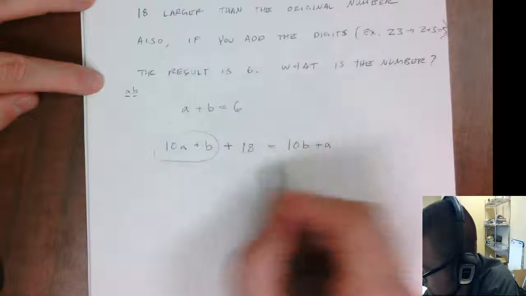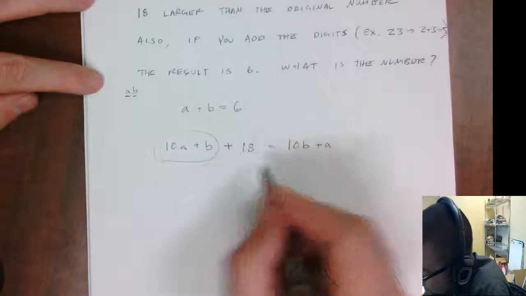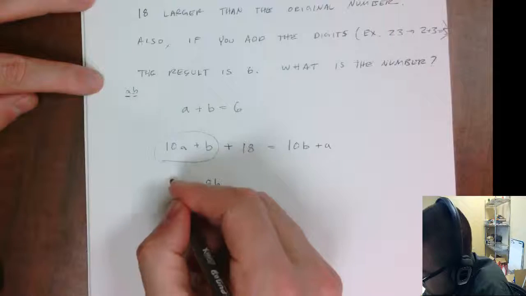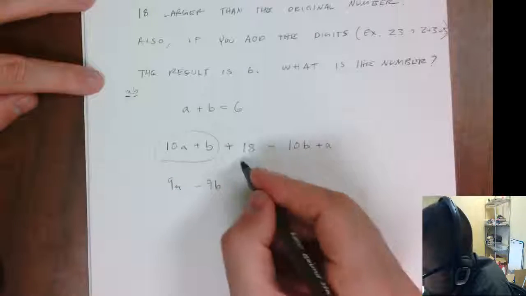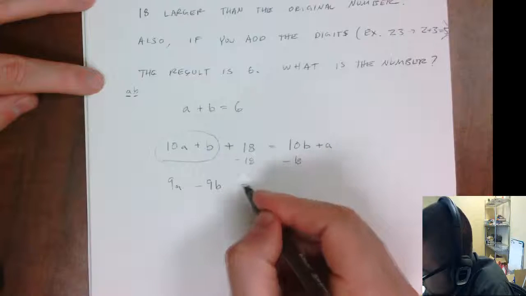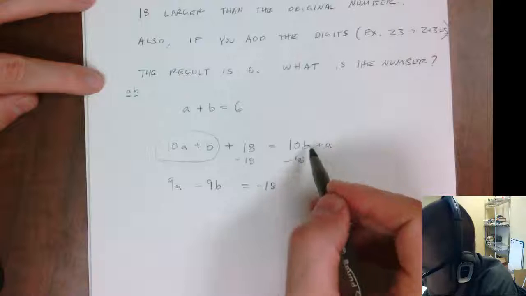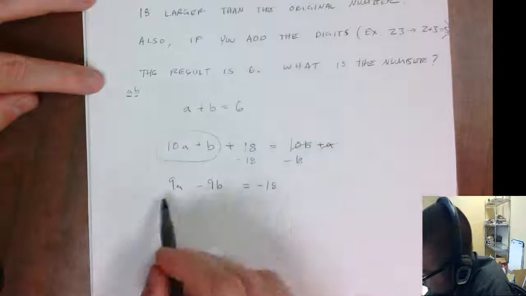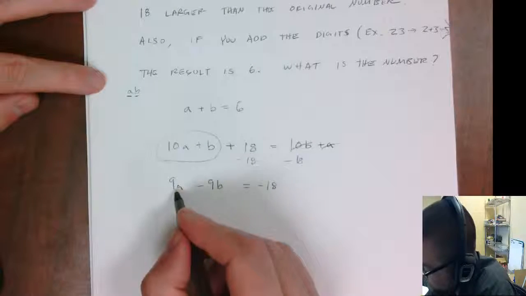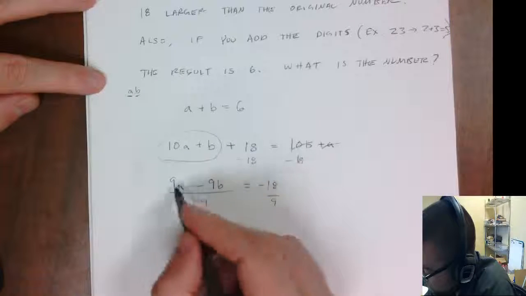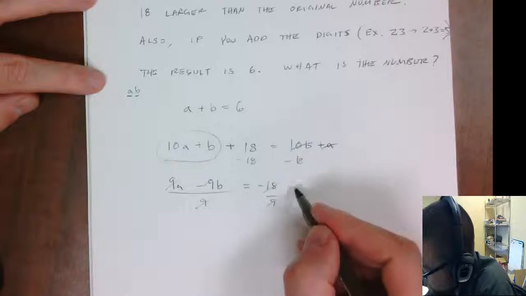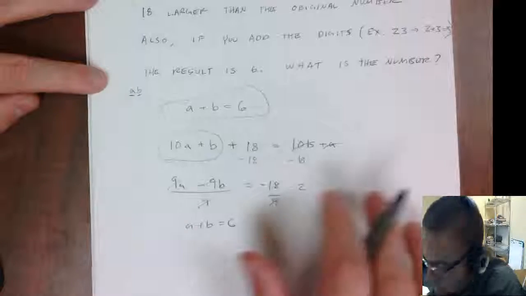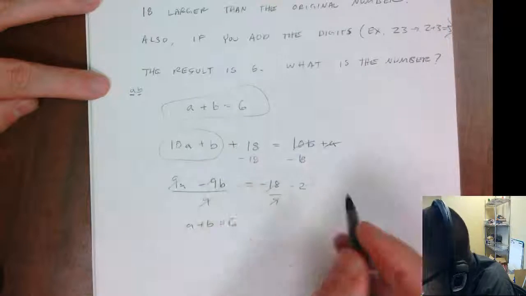I'm going to put all the variables on the same side and the numbers on the other. Subtract 10b from both sides, I get negative 9b. Subtract a from both sides, I get 9a minus 9b, and then subtract 18 from both sides, I get negative 18. Actually I can reduce this. Divide everything by 9, and this is negative 2. So I get my original equation, a plus b equals 6, and my new equation, a minus b is equal to negative 2.